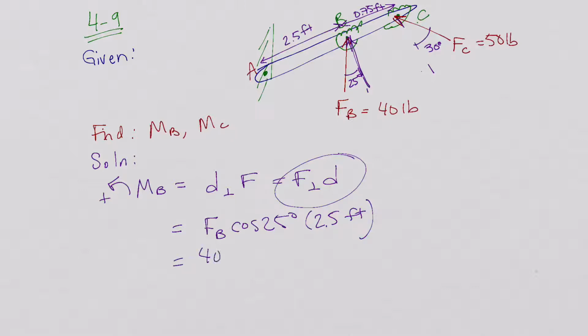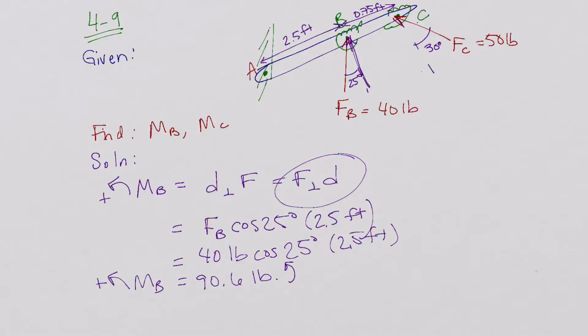So that's going to be 40 pounds cosine 25 degrees times 2.5 feet. So we get the moment due to that B force equals 90.6 pound feet. And since it's positive, it's up in that direction.